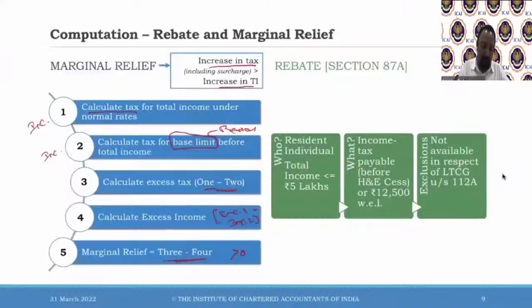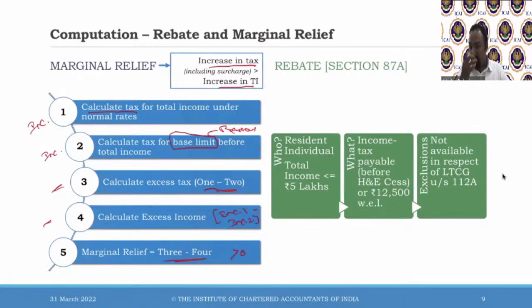Now go back to this. Understand this concept. Increase in tax, including surcharge, is greater than the increase in total income. The 1,34,250 of surcharge is greater than the increase in total income. So that's why you calculate excess tax and excess income. The difference, if it is positive, you treat it as there.